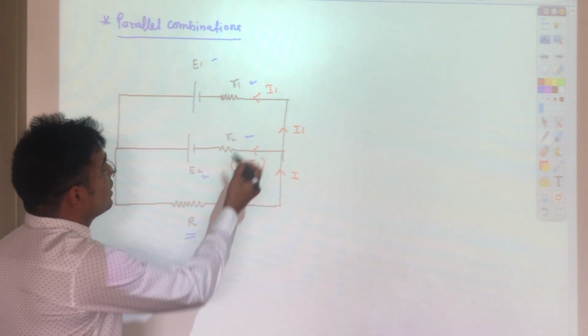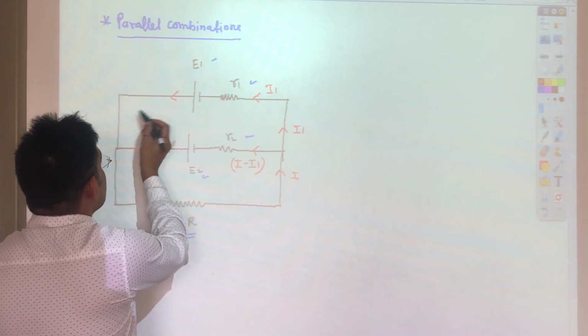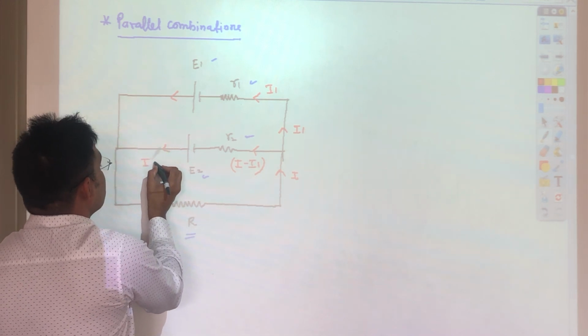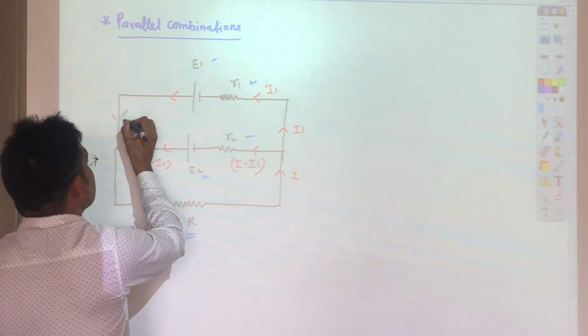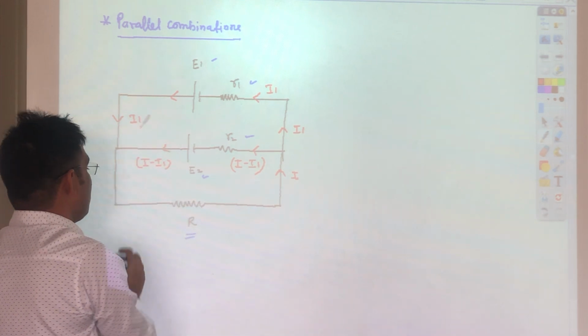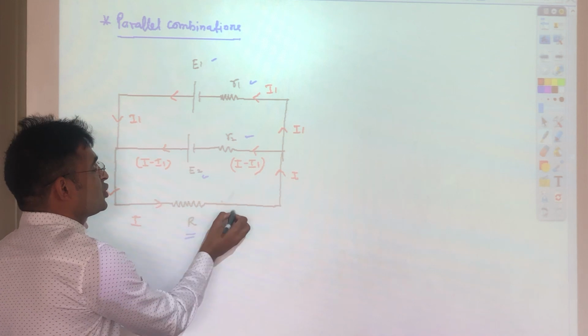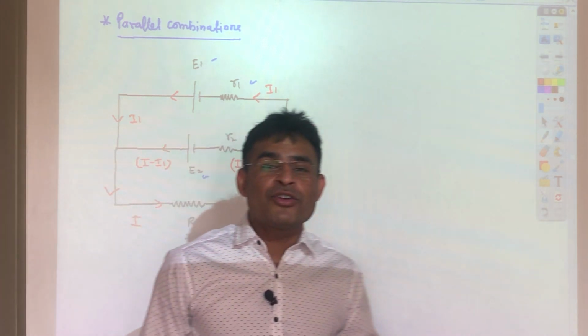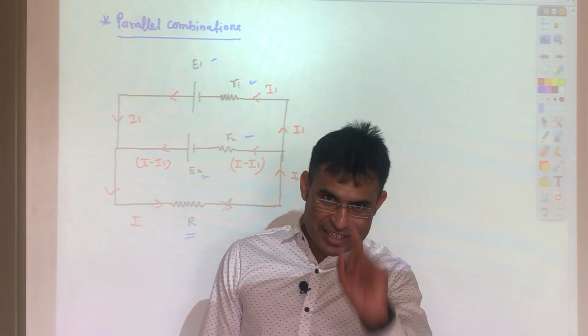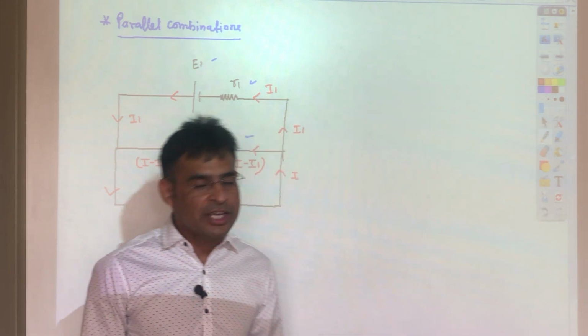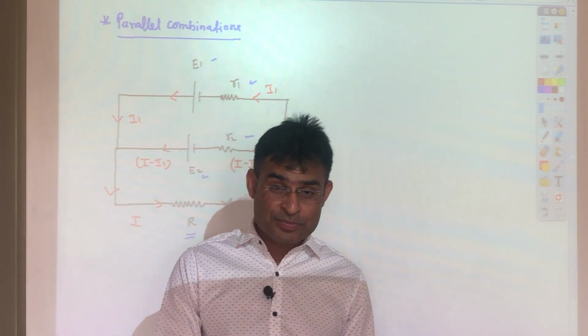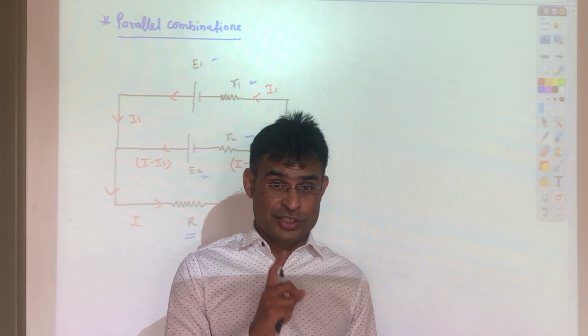So if we see, this is the current distribution. If we reach at this point, this one will be I minus I1 only, and from this we are getting I1. If I add these two values, again I will get I, and the current distribution is done. What I want to find out is the equivalent EMF, and second, the equivalent resistance. For that I need to apply Kirchhoff rule over here.